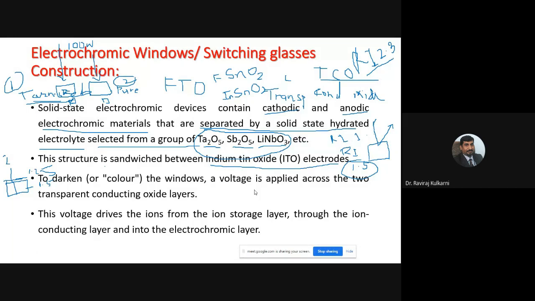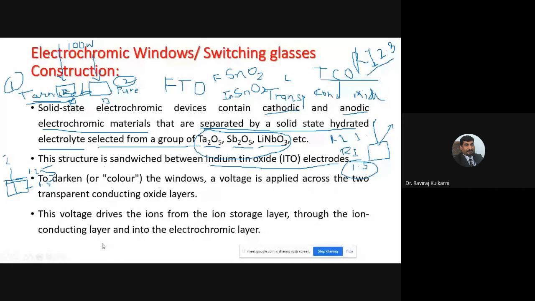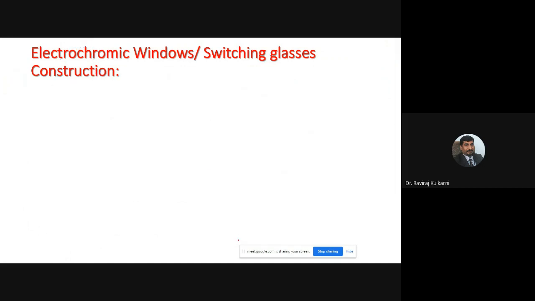To darken or color the windows, a voltage is applied across the two transparent conducting oxide layers. This voltage drives the ions from the ion storage layer through the ion conducting layer into the electrochromic layer. How it happens, I'll discuss in the next slides.